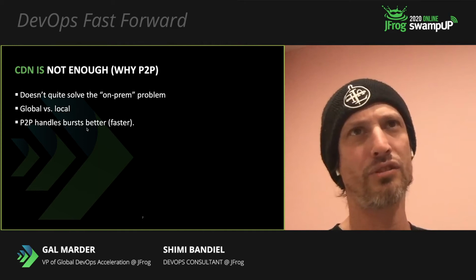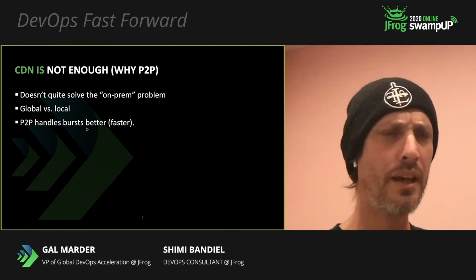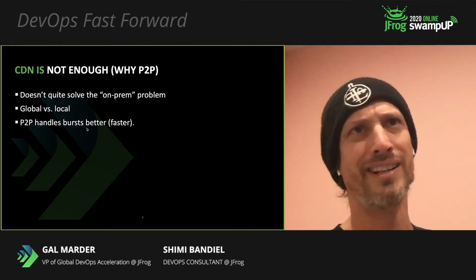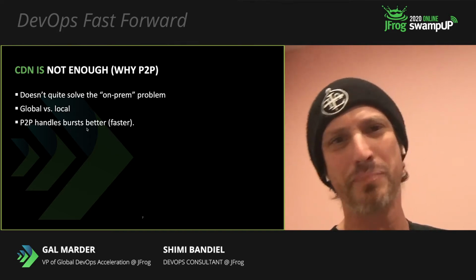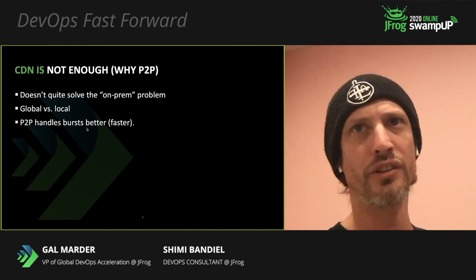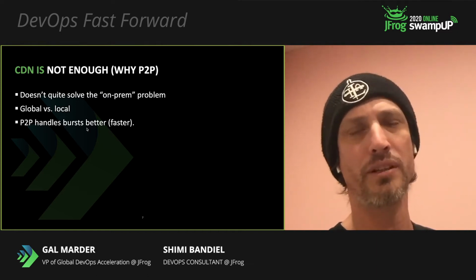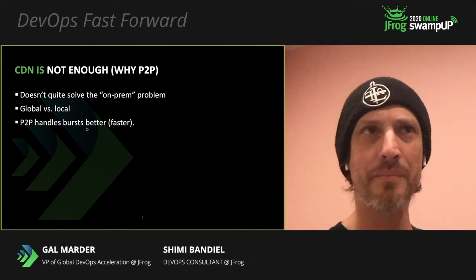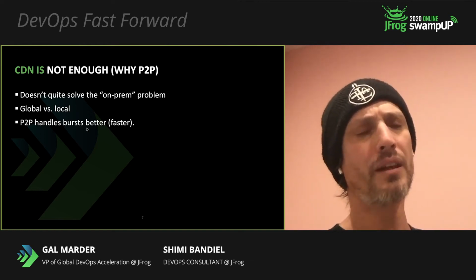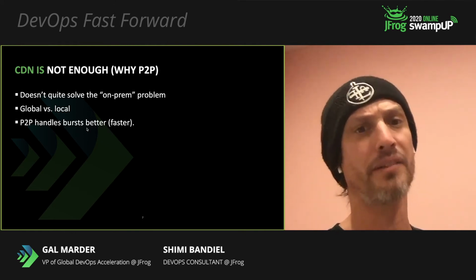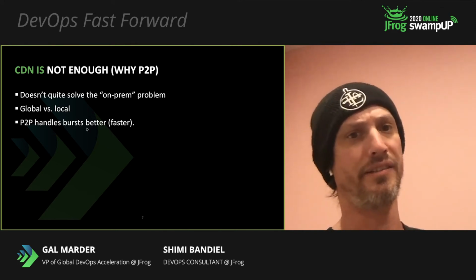And by the way, it shouldn't be like P2P versus CDN. What you can do, and we later see with edges how you can combine the global and local approach. But if you compare P2P versus CDN directly, so CDN is more of a global approach where you don't have real artifactories close to the consuming points. With P2P, we try to solve bursts, consumer bursts locally in the same data center usually. And as we will see, P2P handles bursts much better and faster than CDN.